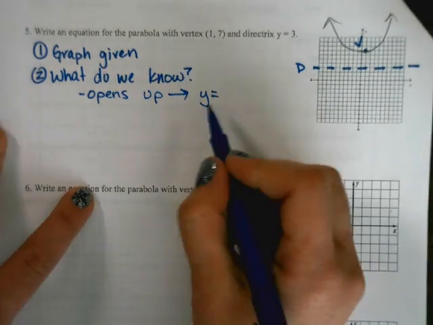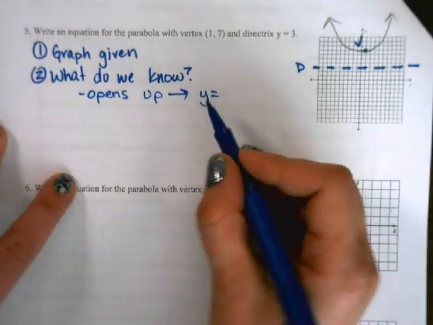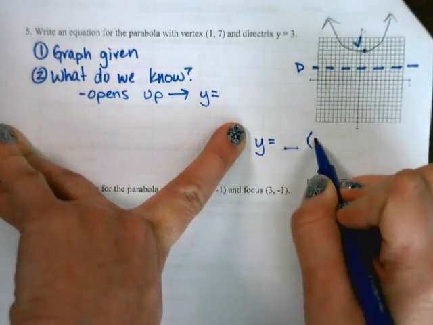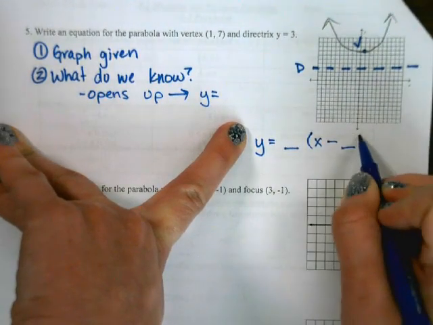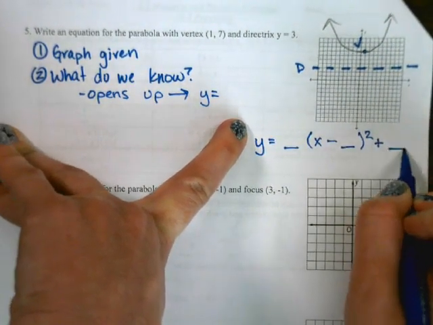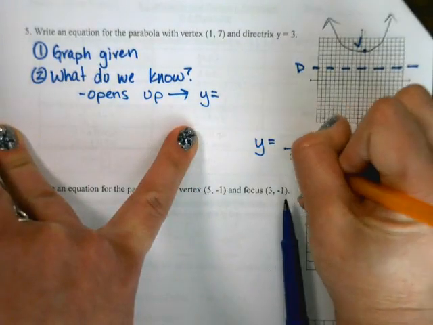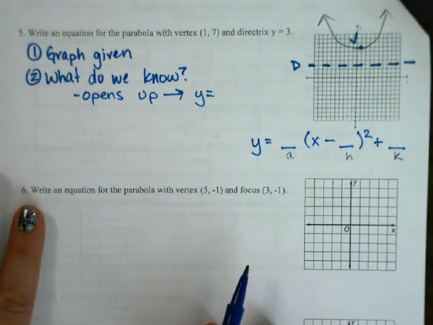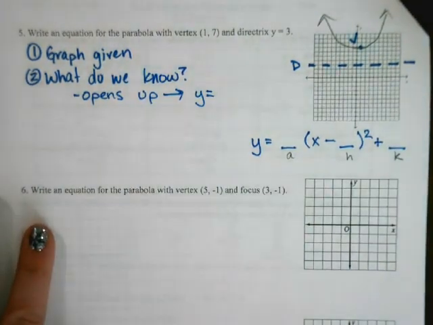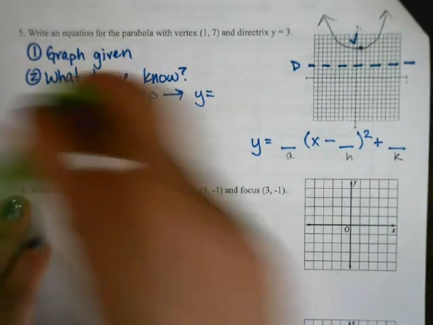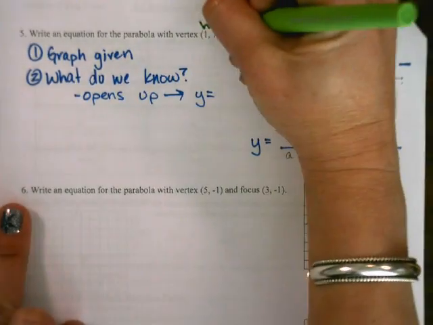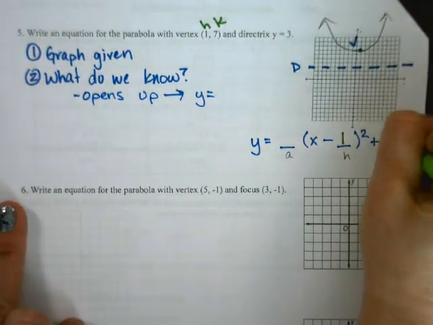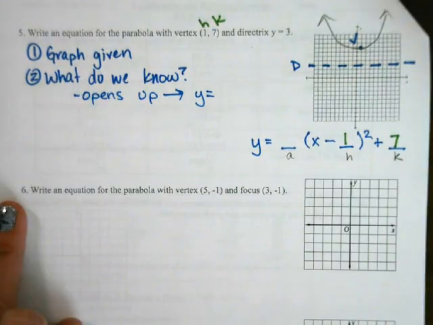Okay, well, because he's a y equals equation, we know y equals, we need to figure out a, x minus, we'll figure out h squared plus k, right? So remember, this is a, h, k. Do we have any of those already? Zoe? We're given the vertex, right? So this guy is h, and this guy is k. So this is 1, and that's 7. Hey, look, we only have to find one more thing.